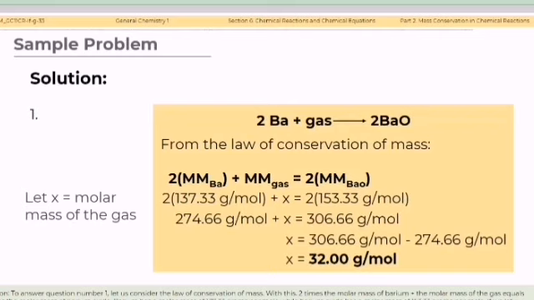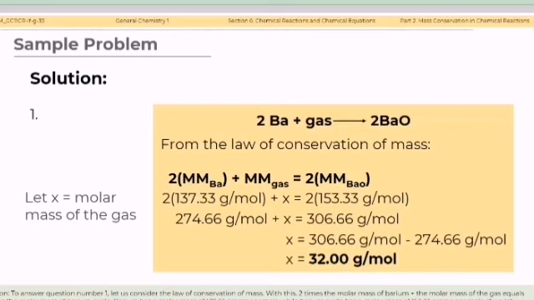To answer that question, let us consider the law of conservation of mass. With this, 2 times the molar mass of barium plus the molar mass of the gas equals 2 times the molar mass of barium oxide. Barium has a molar mass of 137.33 grams per mole, while barium oxide has a molar mass of 153.33 grams per mole.